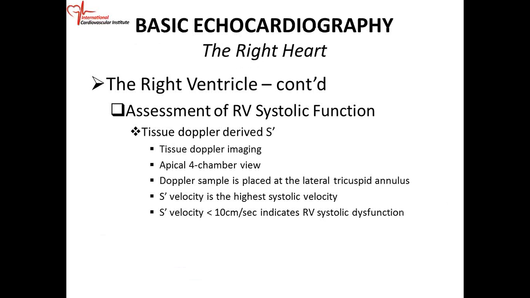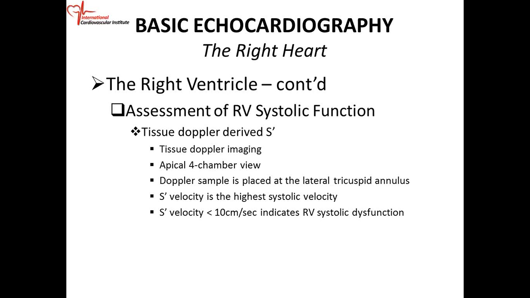So I would say we can use the tissue Doppler derived S prime. This is a velocity. It's a PW measurement. Anything to do with tissue Doppler imaging is pulse wave. So again, apical four chamber view, RV focus. The Doppler sample is placed at the lateral tricuspid annulus. The S prime velocity is the highest systolic velocity. An S prime velocity less than 10 centimeters per second indicates RV systolic dysfunction.